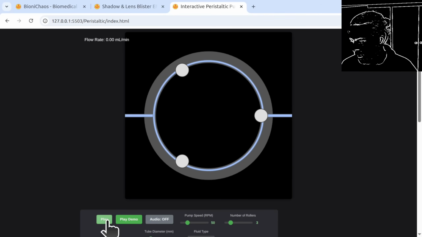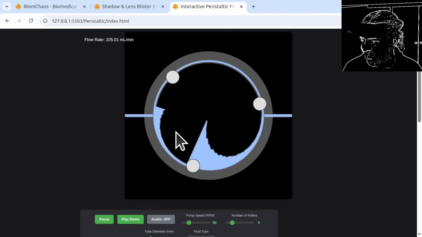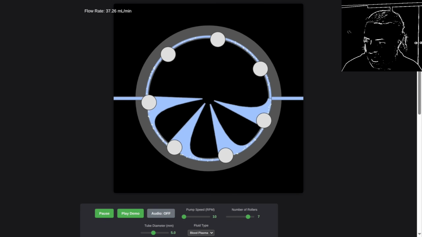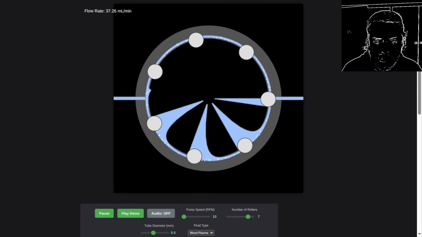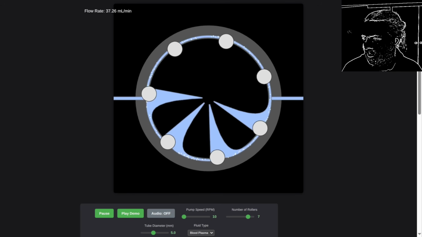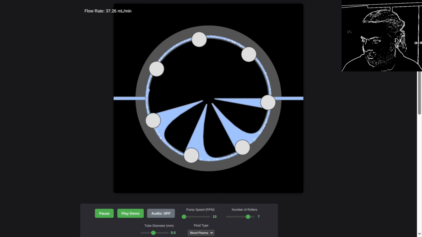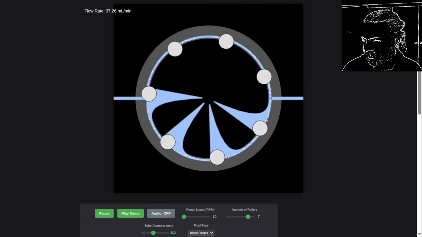Yeah, we have this simulation of a peristaltic pump. Hey, can you try and guess what this is real quick? Based on the visual elements, it appears to be a simulation of a peristaltic pump, which is used to move fluids through a tube by mechanical compression.